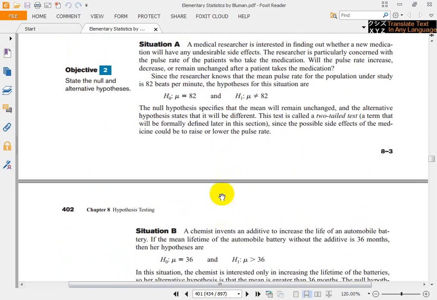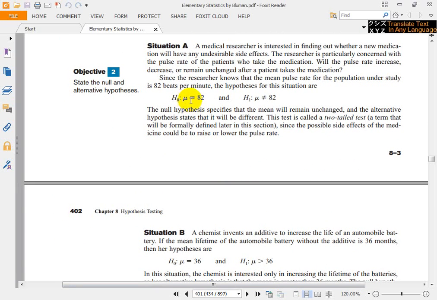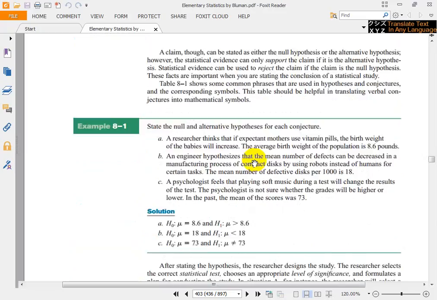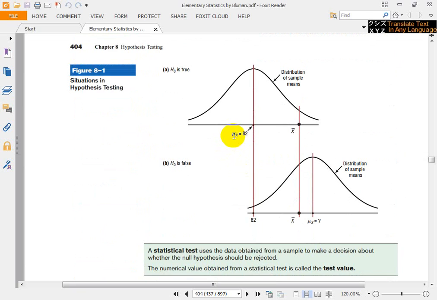Now if you consider this particular example, mu is equal to 82 means the average pulse rate is 82. After taking the medication, the average pulse rate of the population is still 82. So that is the claim from H0. In case of H1, I'm saying that mu is not equal to 82. That means after medication, the pulse rate will change. Good. Now in the pictorial diagram, they have shown that if mu x is equal to 82, then the null hypothesis is true. But if mu is somewhere else and 82 is elsewhere, then the null hypothesis is false.